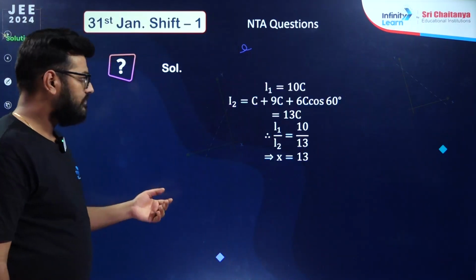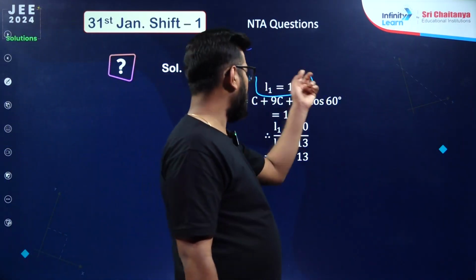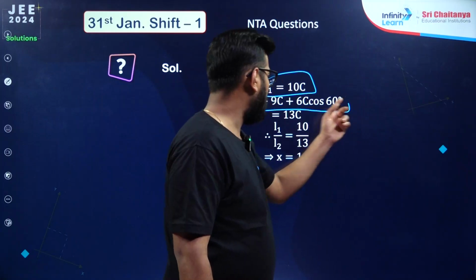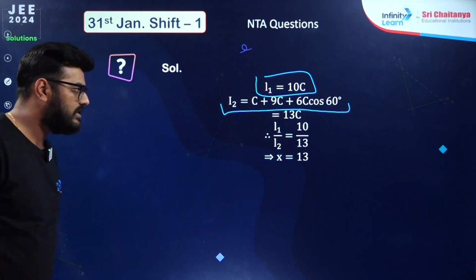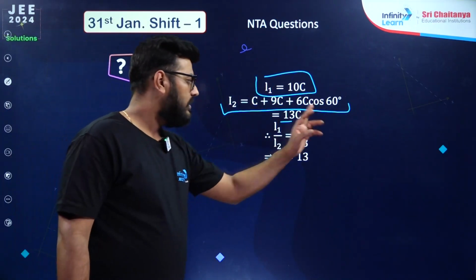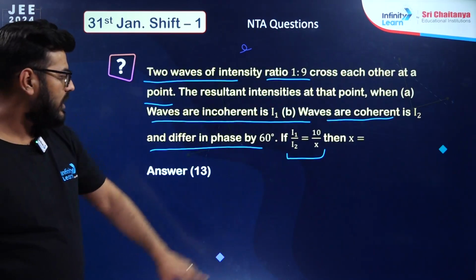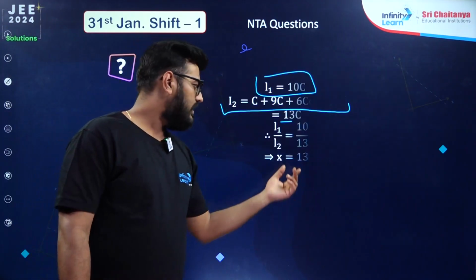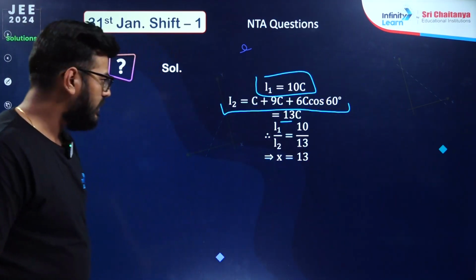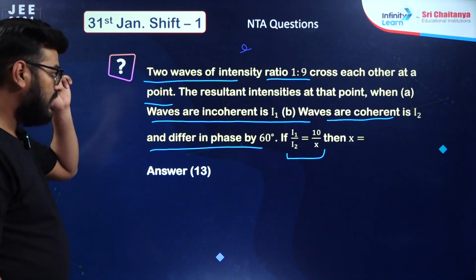Simple problem. Over here I1 will be equal to 10C and then I2 is obviously C plus 9C plus 6C cos 60. You will get the value of 13C. I1:I2 the ratio has been given and that is equal to 10 by 13. So X value will be equal to 13 over here. I hope you have understood this.